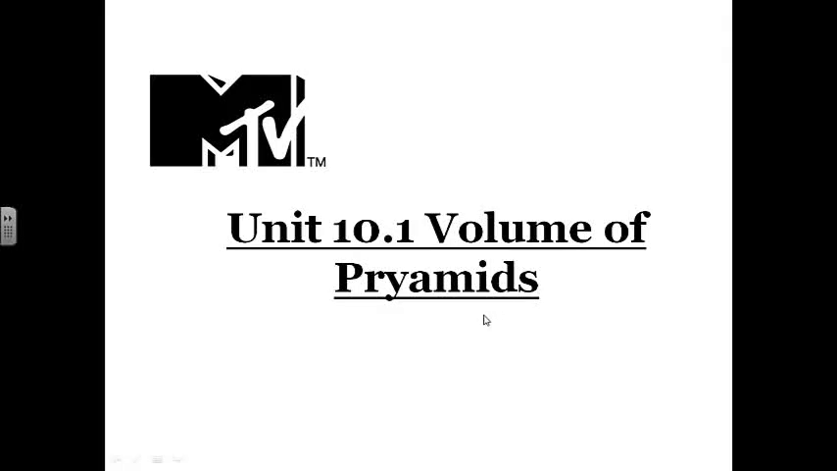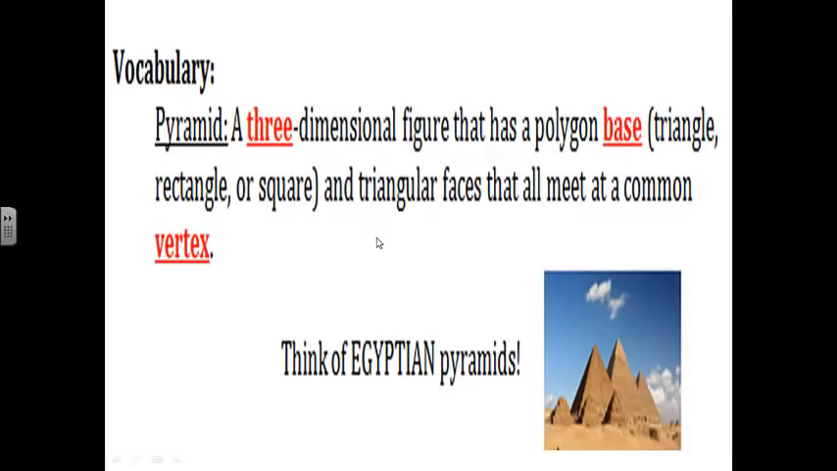We're going to be doing volumes of pyramids tonight. So this should say 10.2. Alrighty, so vocabulary. A pyramid is a three-dimensional figure. So we talked about 3D yesterday. A 3D figure that has a polygon base. Okay, so we're not talking about a pyramid that has a circle.